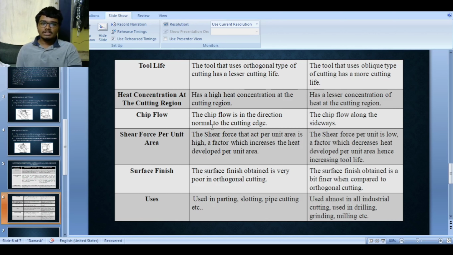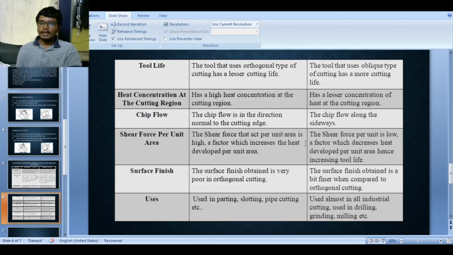Chip flow. The chip flow is in the direction normal to the cutting edge in orthogonal cutting. The chip flow is along the sideways in oblique cutting. Shear force per unit area. Shear force that acts per unit area is high in orthogonal cutting. Due to the high shear force, the friction between the workpiece and the tool will be more. Due to high friction, the heat generated between the workpiece and the tool will be high. So the tool life will be less in orthogonal cutting. As I said, the tool that uses orthogonal type of cutting has lesser cutting life due to this reason.